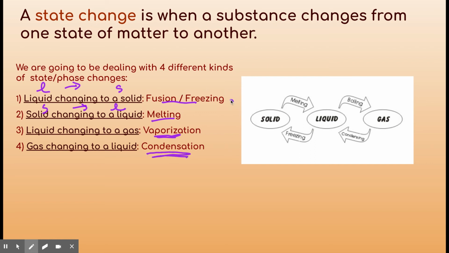Now, these 2 are obviously related to each other, and these 2 are obviously related to each other. We are not going to deal with solid to a gas, sublimation. That's just not one of our main concentrations in this unit.